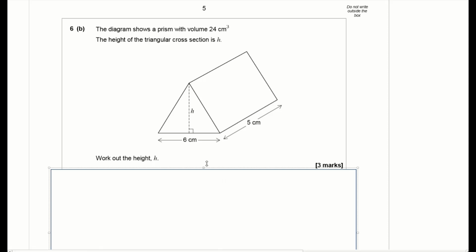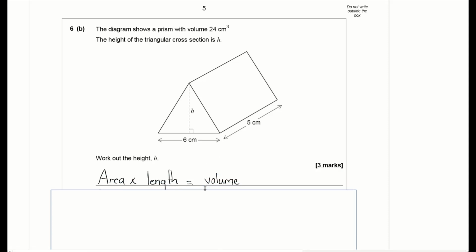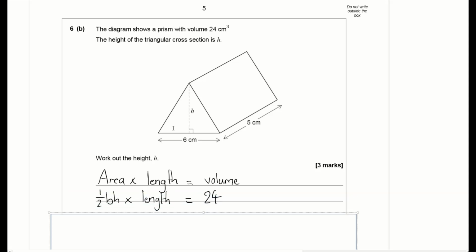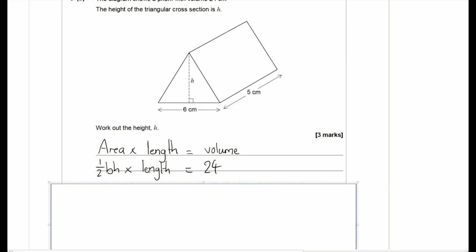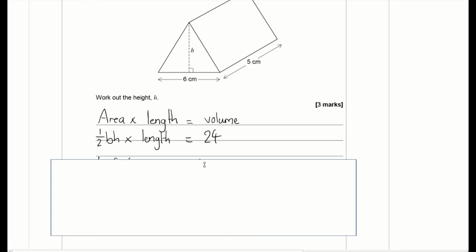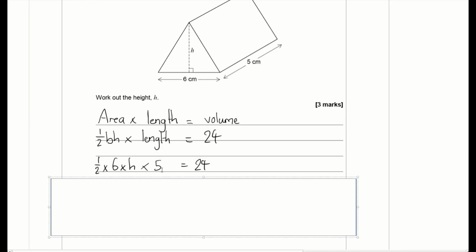The general formula to get the volume of a prism is volume equals the cross-sectional area times the length. Now we actually already know the volume here. It's just a component of one of the area calculations that we actually need to work out. The area, of course, is a triangle, which is a half base times height times the length equals 24. We know that the base is 6 and we know that the length is 5, so all we need to do is substitute those into the formula.